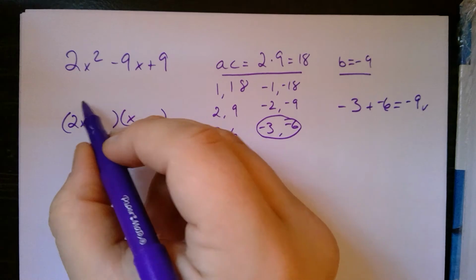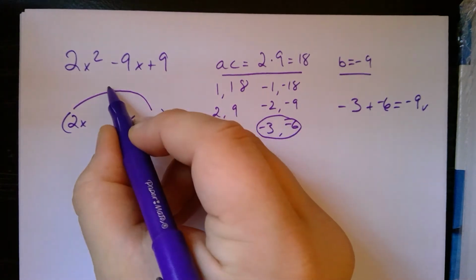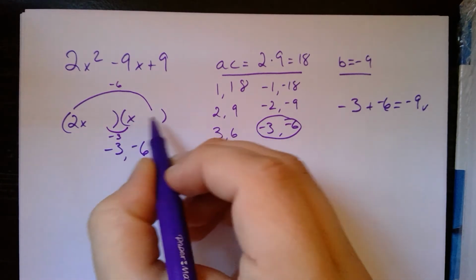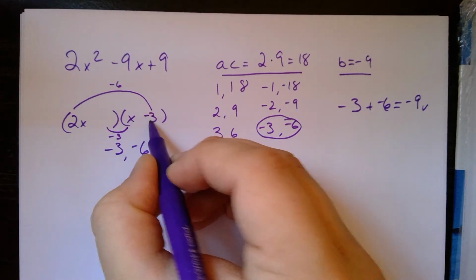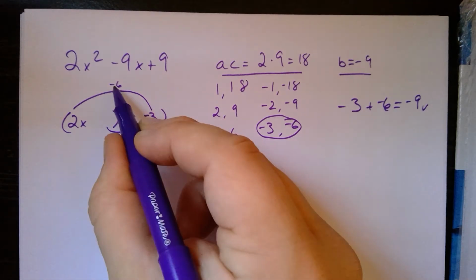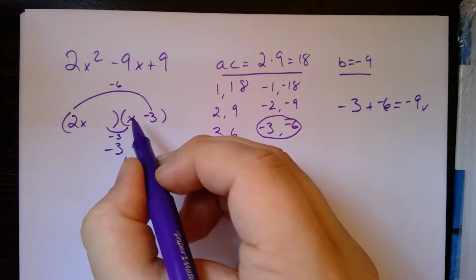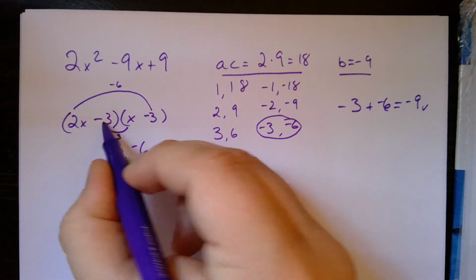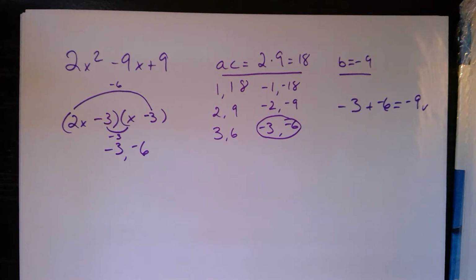So I'm going to draw a line there. This right here is going to make negative 6. This on the inside is going to make negative 3. So then we want to put negative 3 here, because 2 times negative 3 gives us negative 6. And then we have 1, and we want to make negative 3. So this is going to have to be negative 3. Okay? This all comes down to thinking about what our distribution has to be to add up to that middle number.